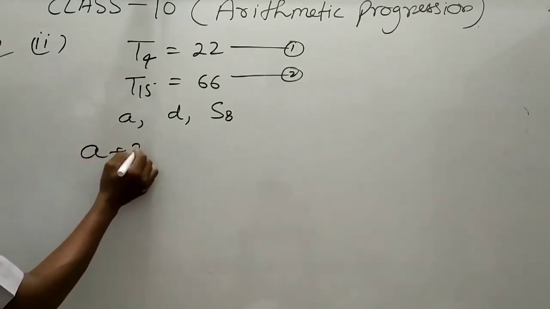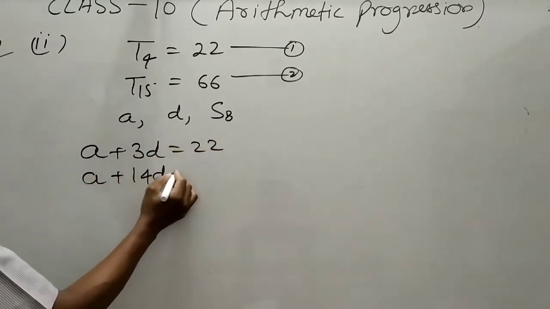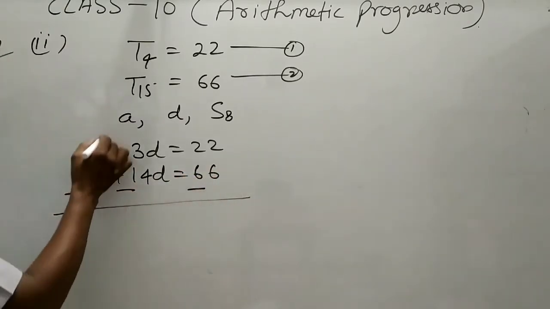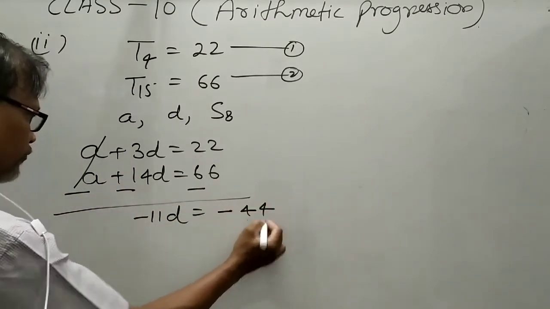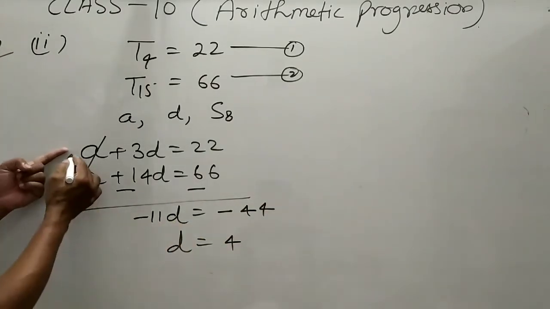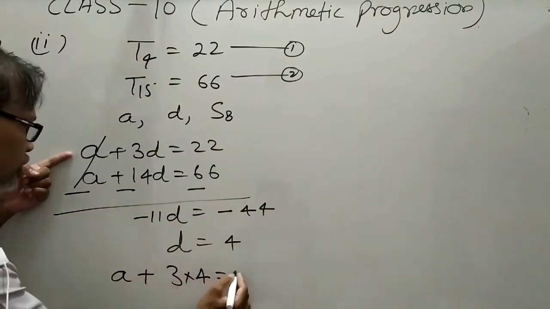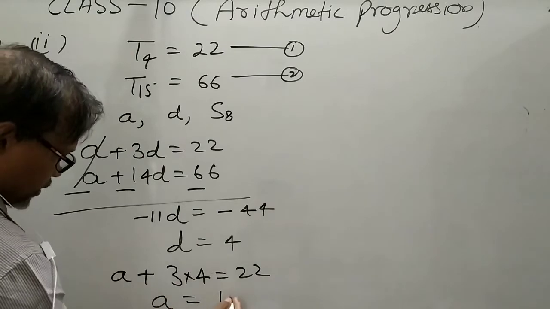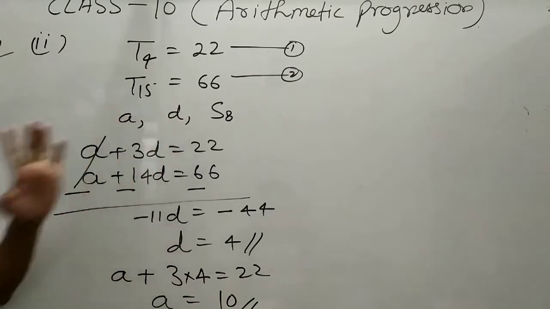This is A plus 3D is equal to 22, and A plus 14D is equal to 66. Then you can solve simultaneously. You will get minus 11D is equal to minus 44, or D is equal to 4. After getting D is equal to 4, you put it in any of these two equations and you will get the value of A. So A will be 22 minus 12, that is 10. So D is 4 and A is equal to 10, the first 2 answers.